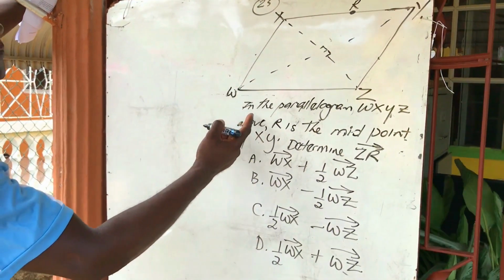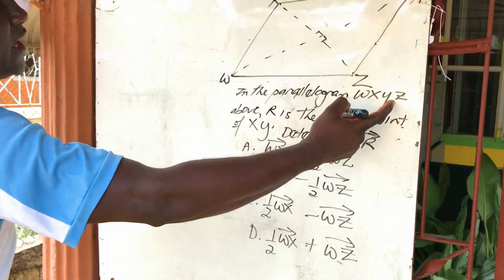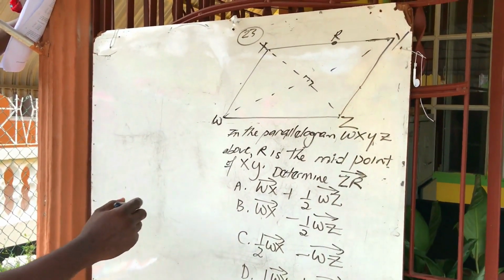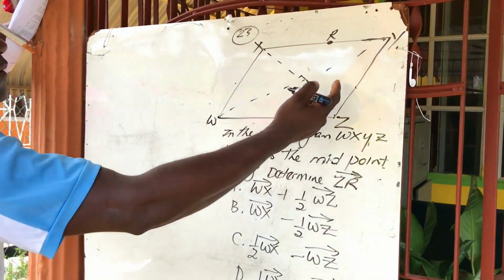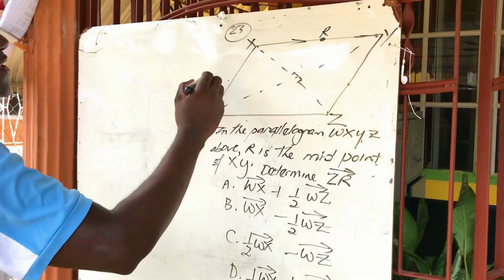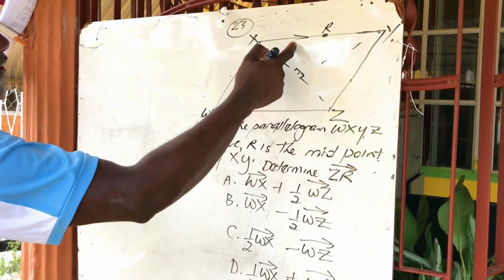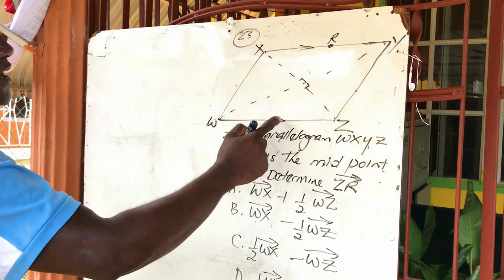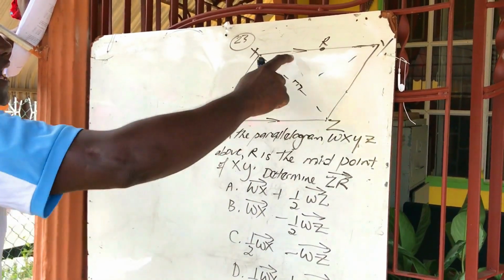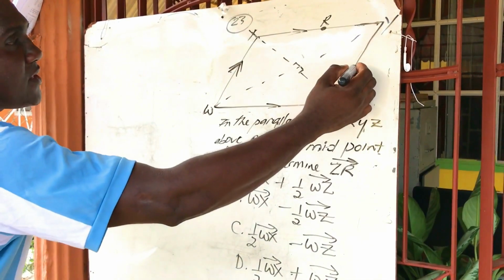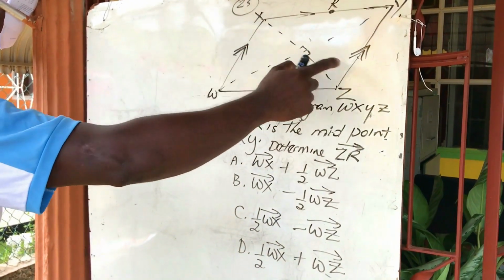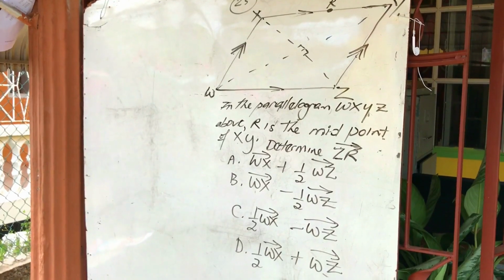Now for this question, in the parallelogram WXYZ above, you have learned about a parallelogram before. With the parallelogram, we know that this side is opposite and parallel to this one, and they're actually equal in length. And this side and this side are also parallel and equal in length.